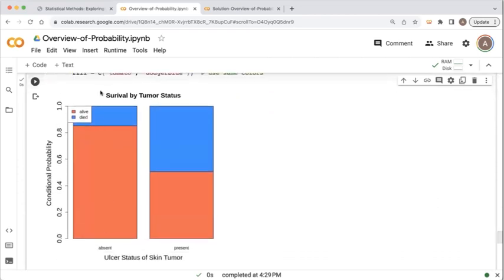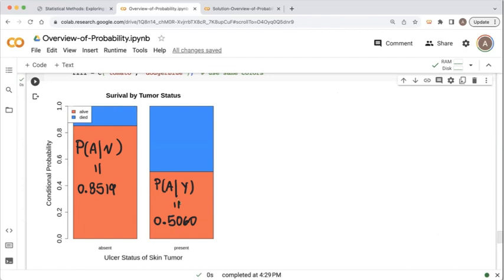So here we have, out of all of the people that did not have an ulcerated skin tumor, we can see about 85% of them were alive. That's the red bar, and the rest had died. Compared to those that did have an ulcerated skin tumor, the proportion that were alive in red over here was about 50%. So it's much smaller compared to the group that did not have ulcerated skin tumors. Okay, so that's a wrap on applying some probability and using two-way tables to analyze statistical questions.